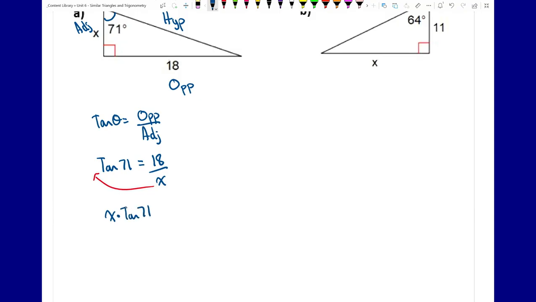tan of 71. And now when you do tan of a number, it's going to give you just another number. Right? It's going to give you the ratio for that specific angle, so the ratio for when the angle is 71 degrees. So we can move tan of 71 as if it was just an actual number. If I still want to get x by itself, that means this tan 71 has to move over to the other side. And because we're multiplying on one side, it becomes division on the other. So I get x is equal to 18 divided by tan 71.